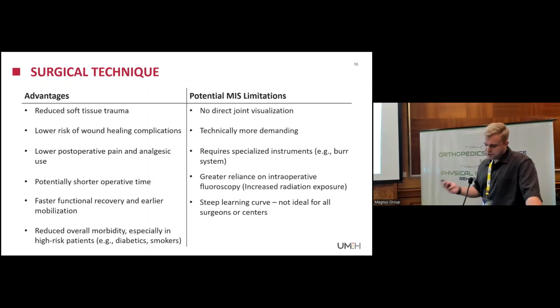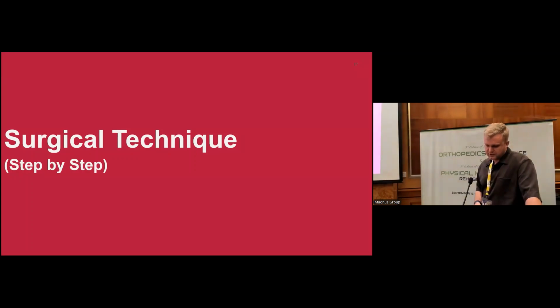What are the potential limitations of the MIS TN arthrodesis? You have no direct joint visualization compared to the open technique. It is technically more demanding. It requires specialized instruments, for example, a special bore system. You have greater reliance on intraoperative fluoroscopy, and this leads to increased radiation exposure. And you have a steep learning curve, so maybe the technique is not ideal for all surgeons or surgical centers.